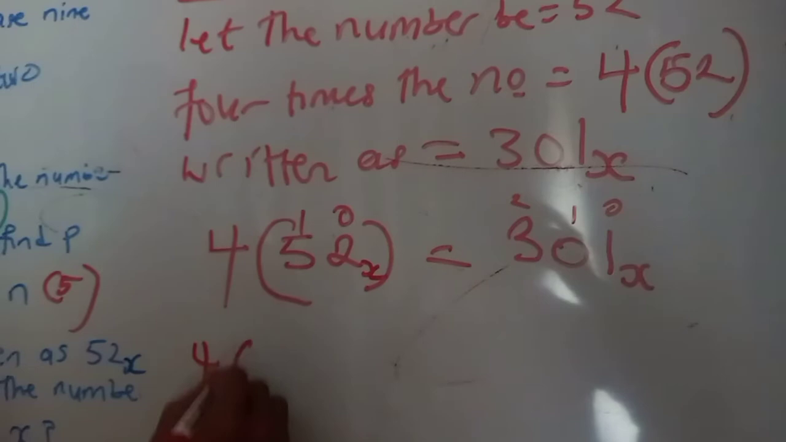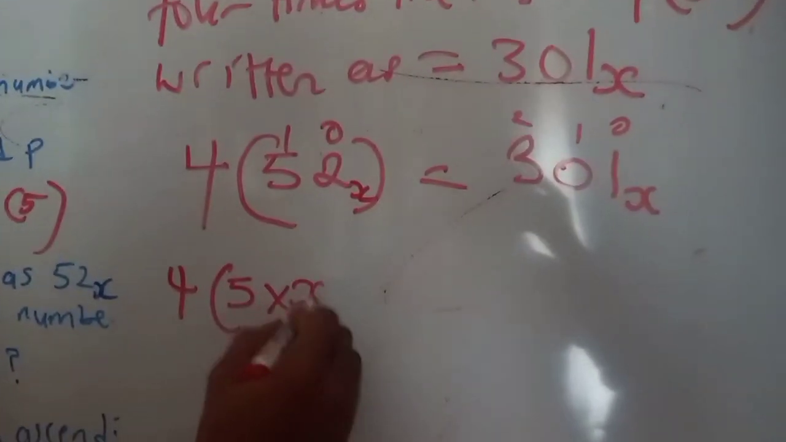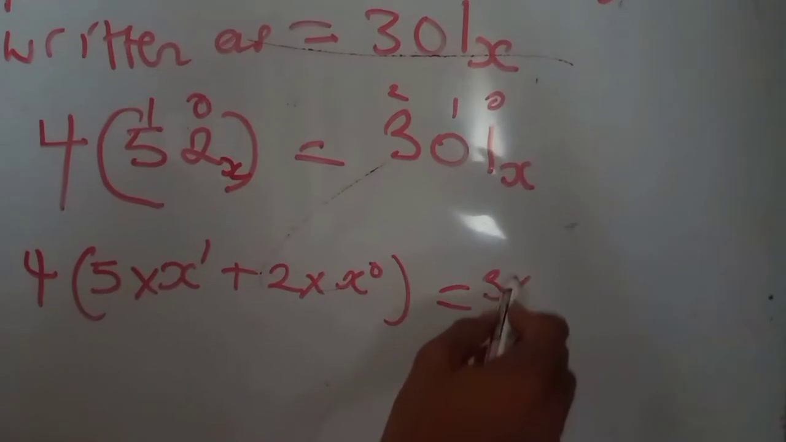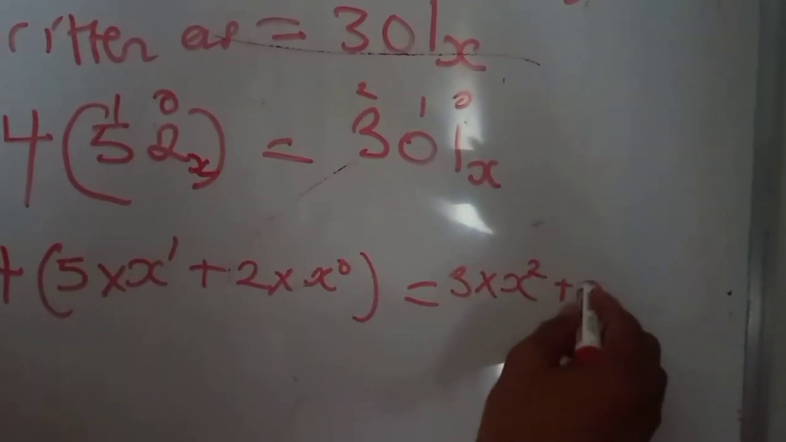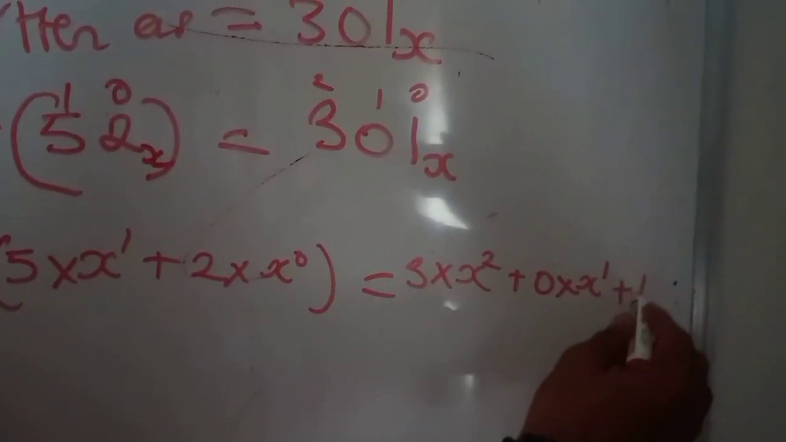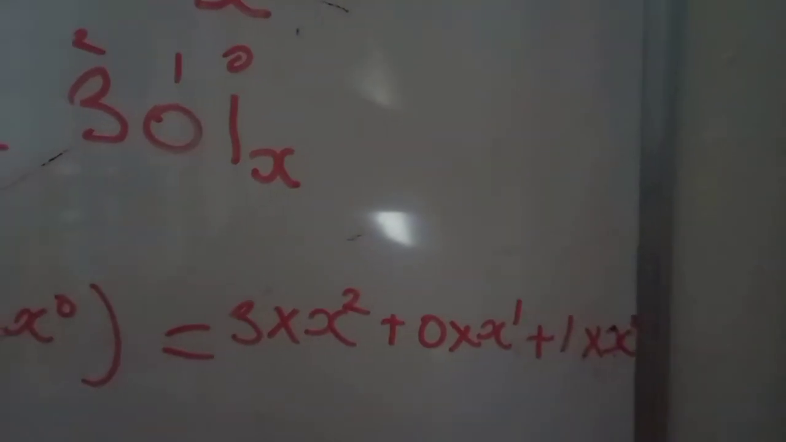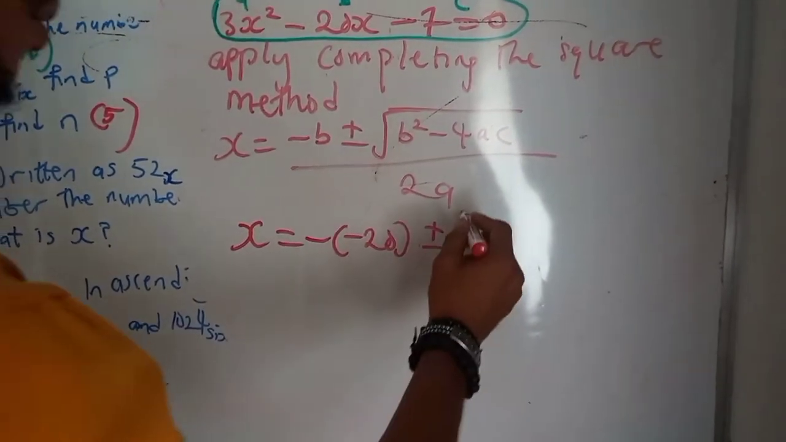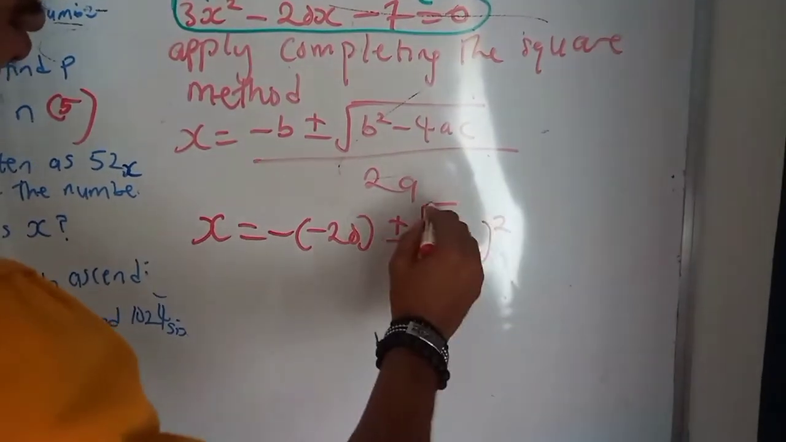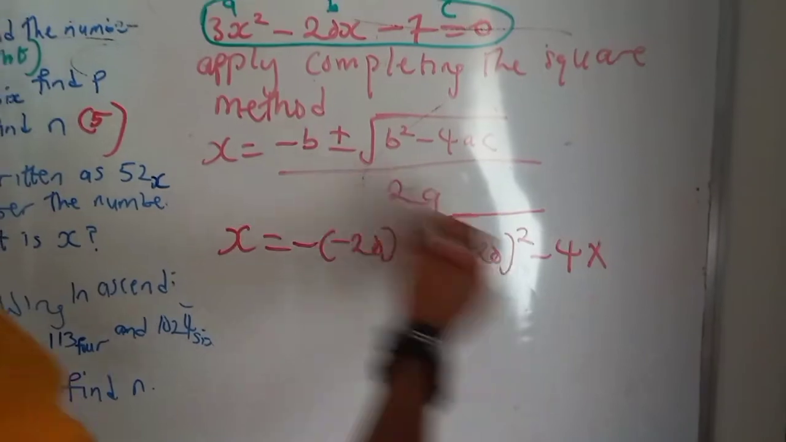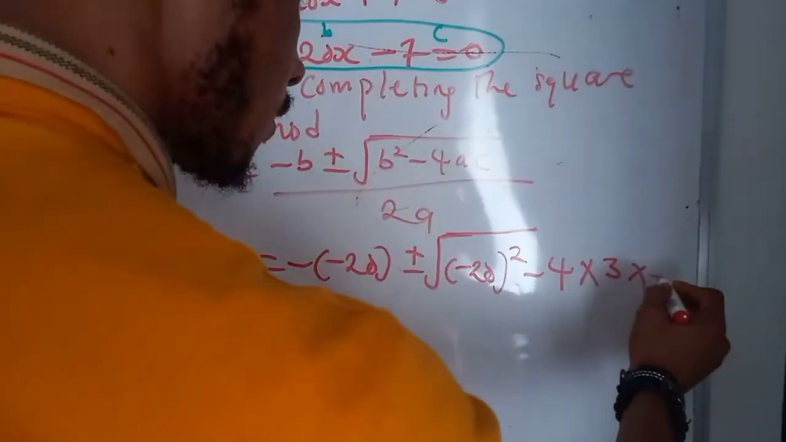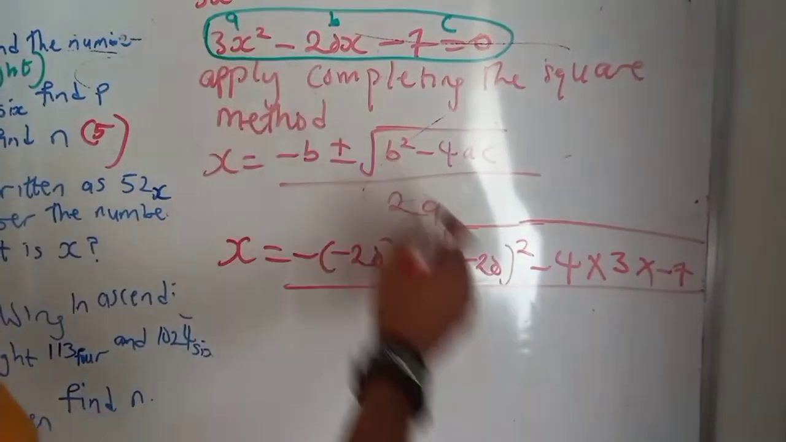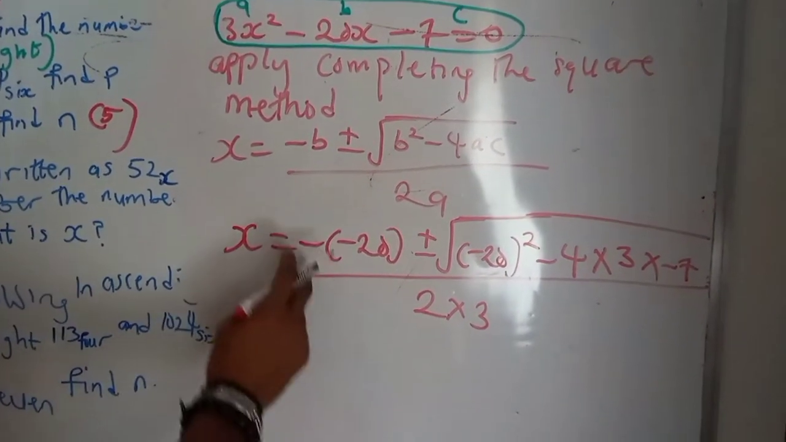So I expand it: 4 bracket 5 times base x to the power 1 plus 2 times base x to the power 0 equals 3 times base x to the power 2 plus 0 times base x to the power 1 plus 1 times base x to the power 0. x equals, my b is minus 20, plus or minus the square root of minus 20 squared minus 4 times my a, which is 3, my c is minus 7. So divide by 2a. 2 times my a is 3.